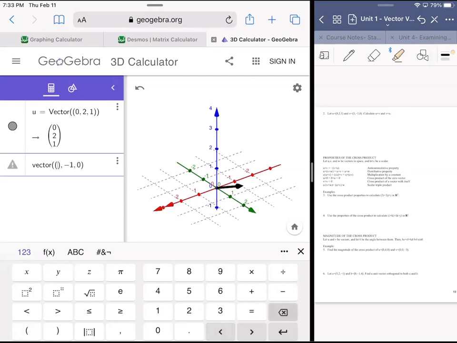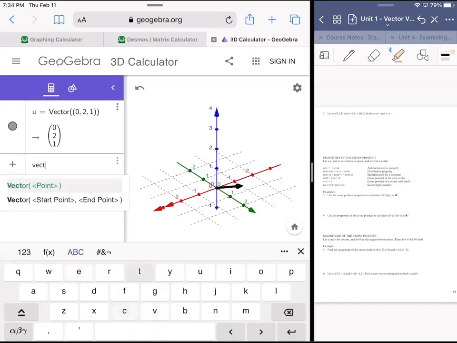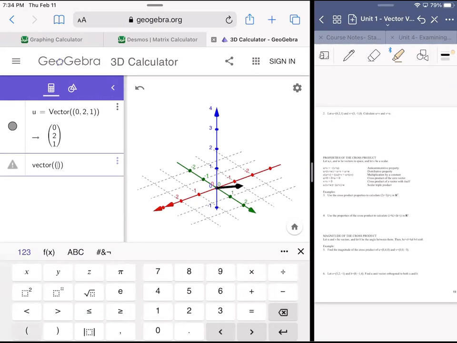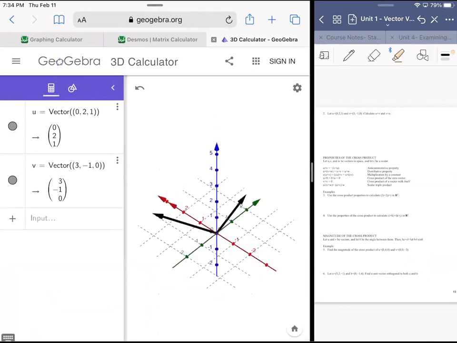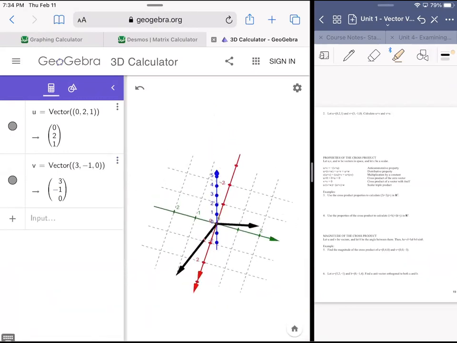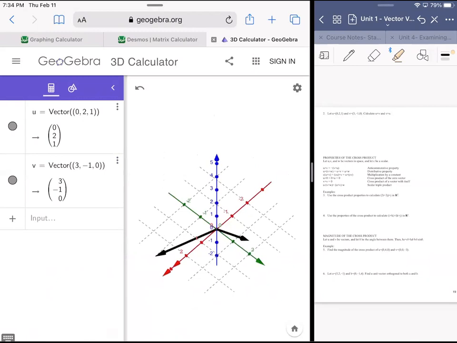And the thing about GeoGebra that you're going to find out, if you haven't already, is that it's very unforgiving. When you make a mistake, it's like, nope, do it again. And so double parentheses, 3, -1, 0, then lock it in. So we have our two vectors, floating in space there. They look pretty good. They already look kind of orthogonal to begin with, but maybe not.